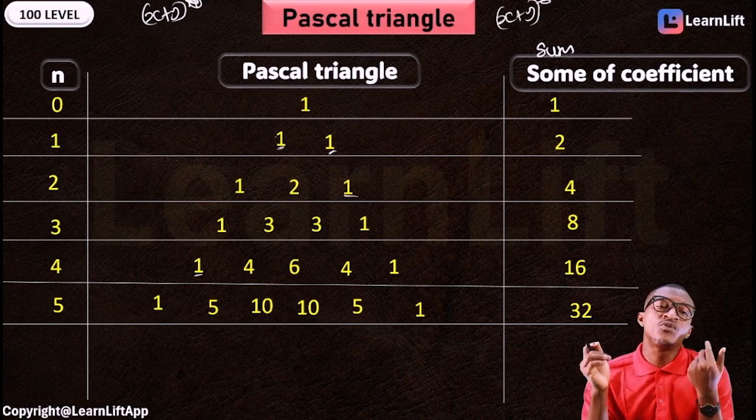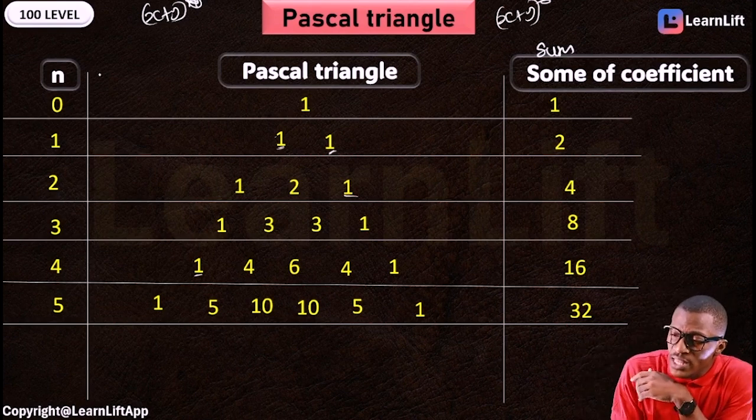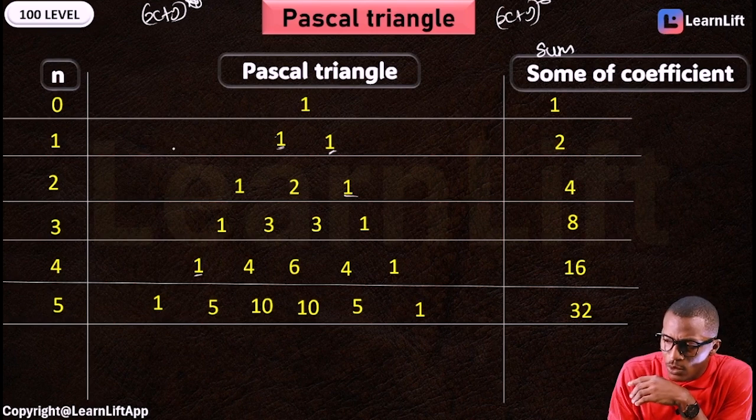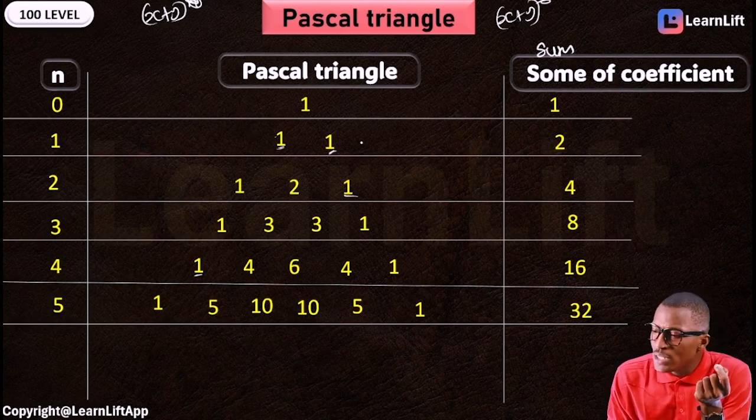The first thing I want to deduce is: when the power was 0, how many terms? 1 term. How do you know it is 1? Look at when the power is 1. Remember, I've said n is the power. How many terms do we have? 1, 2.